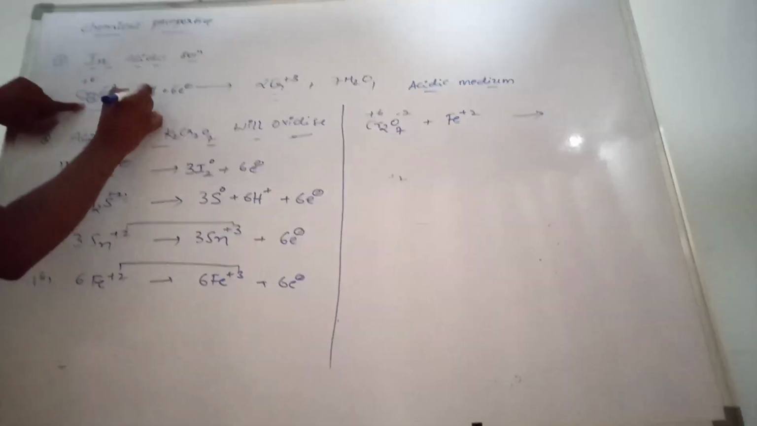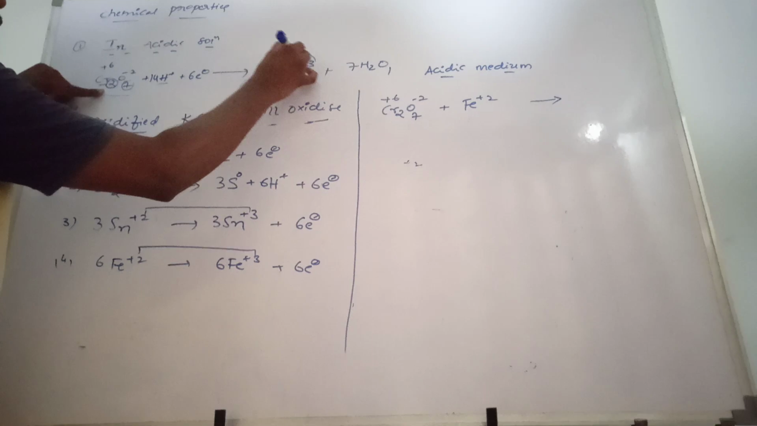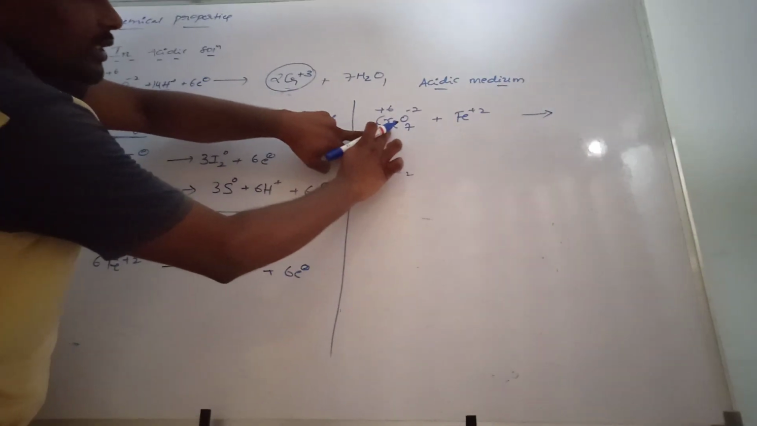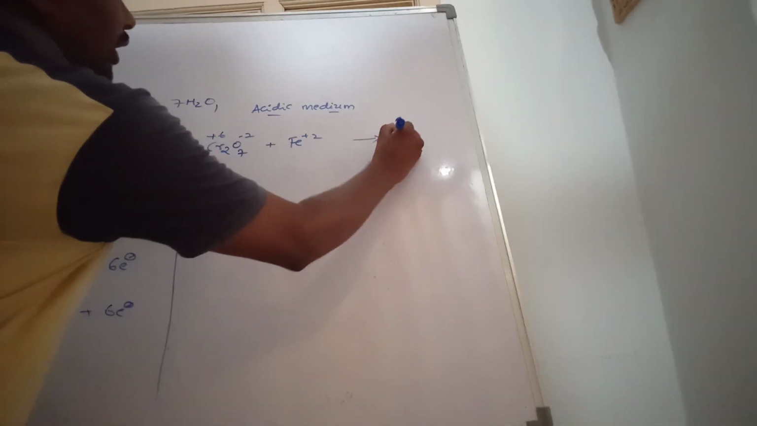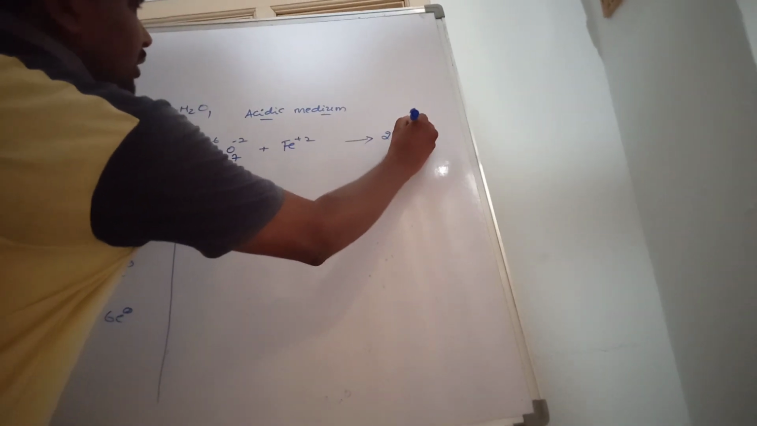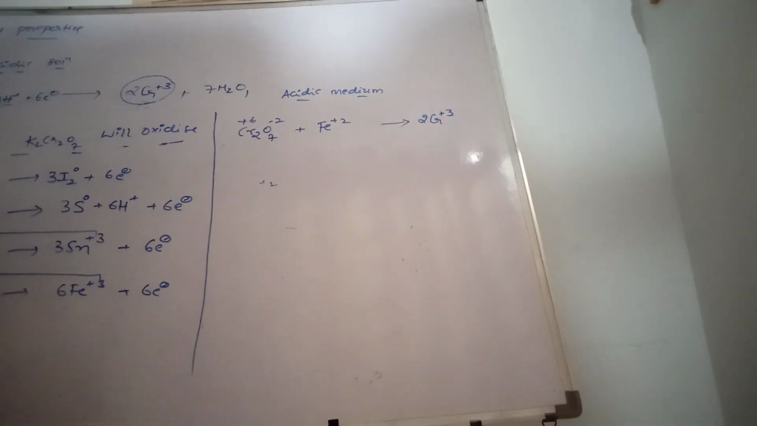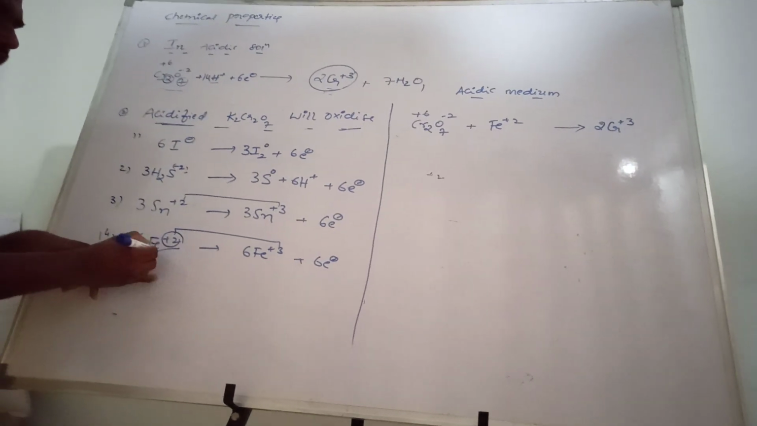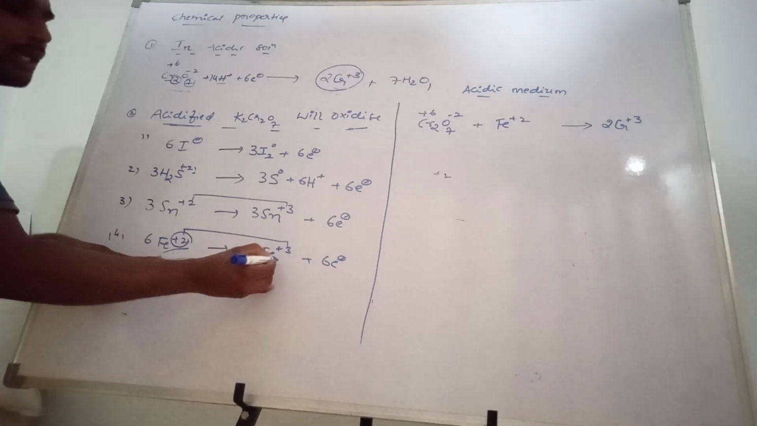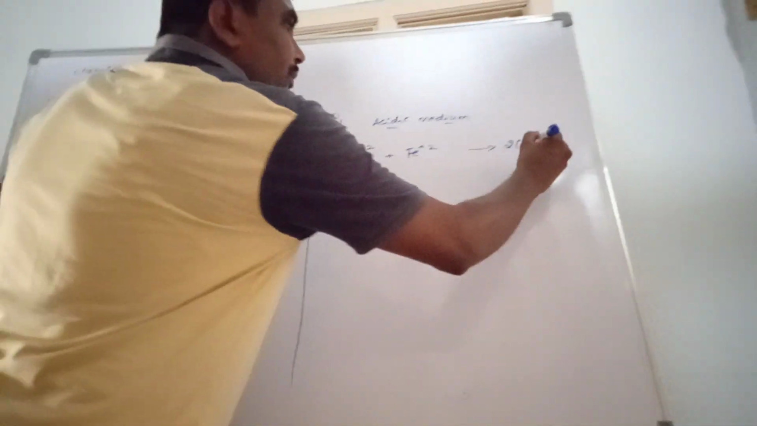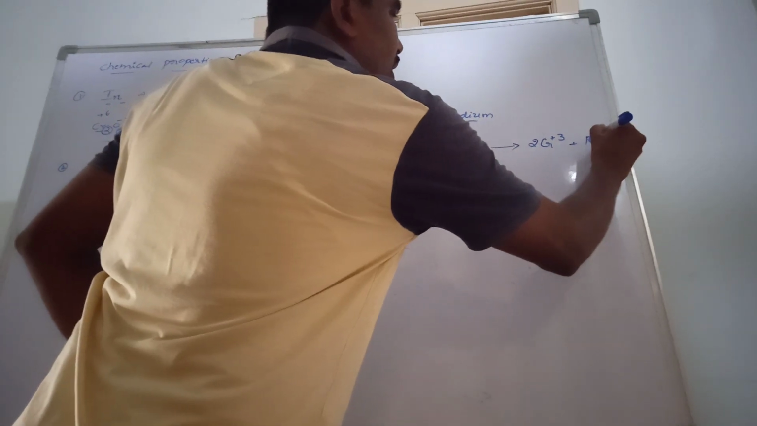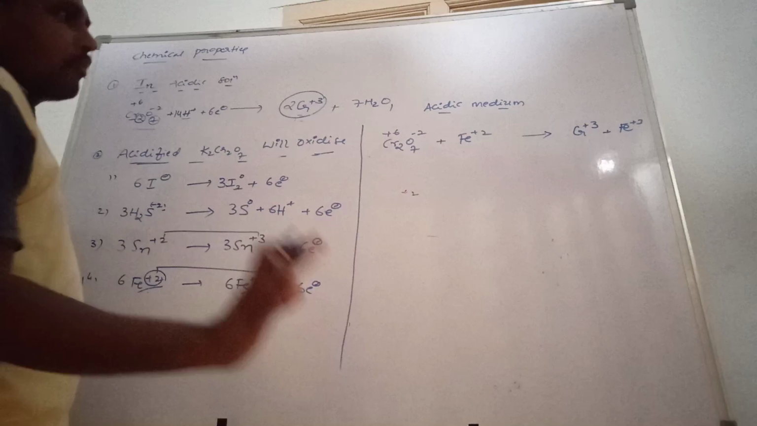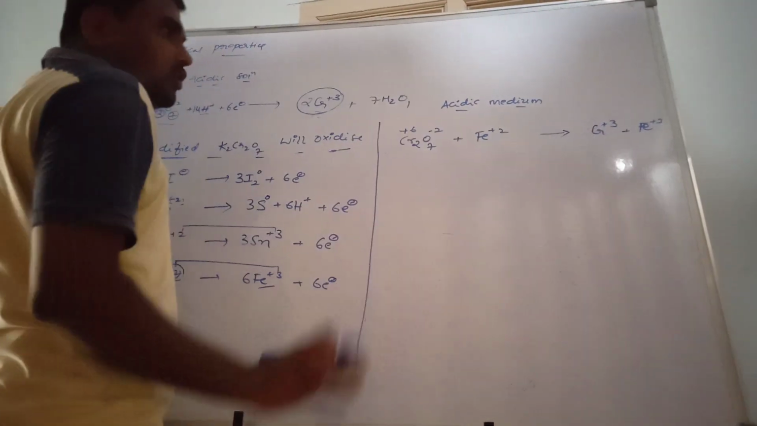Just now I said Cr2O7 power minus 2 in acidic medium, you will immediately write 2 Cr power plus 3. No doubt about it, I will write 2 Cr power plus 3. Just now I said here 6 Fe power plus 2 is there, and immediately you will write Fe power plus 3. Okay, leave this one. Balancing is required. I will teach you balancing also.